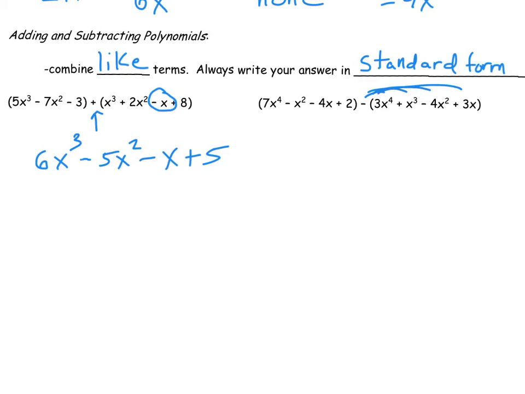All right, let's head over to this next one. I'm not going to rewrite the first part. I can just drop the parentheses, but over here, I got to multiply out this negative. So if I were to think of no parentheses around the second polynomial, it would have to be negative 3x to the fourth minus x to the third plus 4x squared minus 3x.